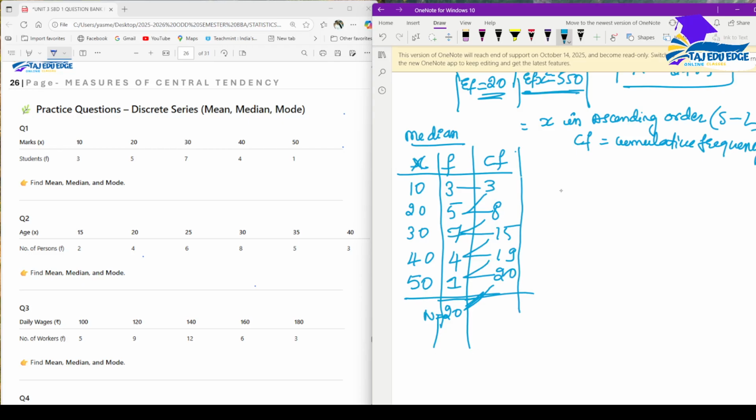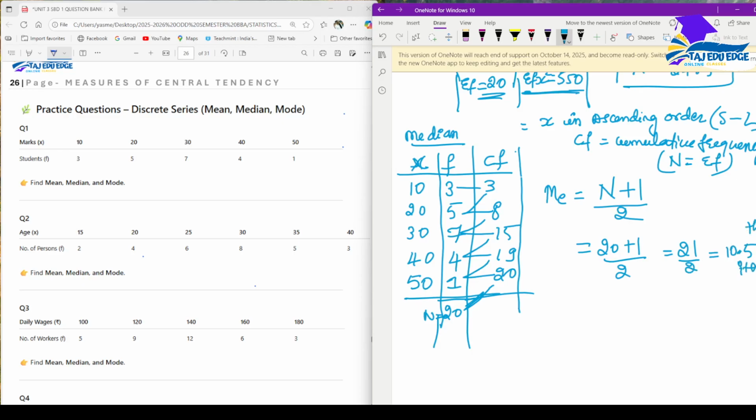Next, we need to calculate median using the formula n plus 1 divided by 2. N here means 20. I have already said n is nothing but your summation of f. So here n is 20 plus 1 divided by 2, that is 21 divided by 2 is 10.5. 10.5th item.